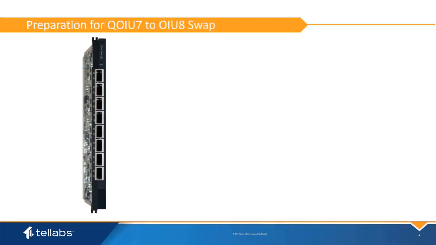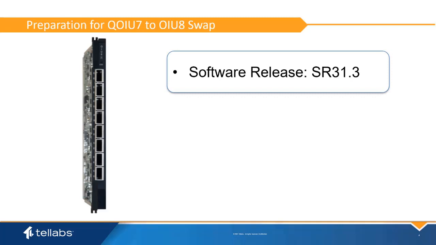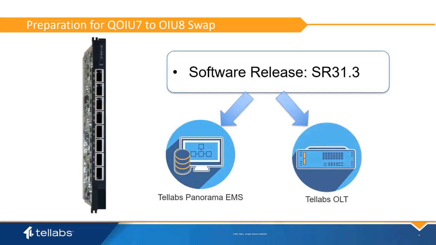The OIU8 requires a minimum software release of 31.3 OLT load. Both the EMS and OLT must be upgraded to this release prior to installing and replacing any cards with an OIU8. The latest releases can be obtained from the Telabs Nexus portal.